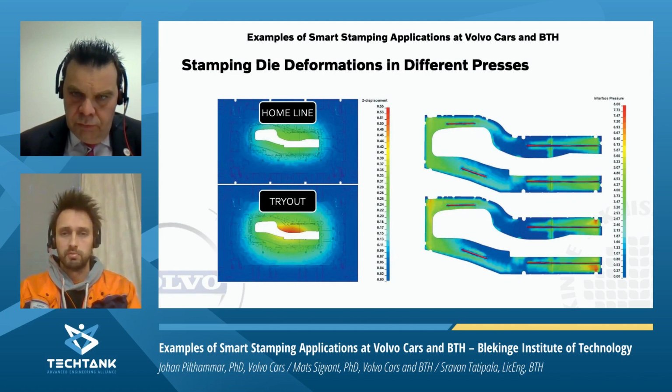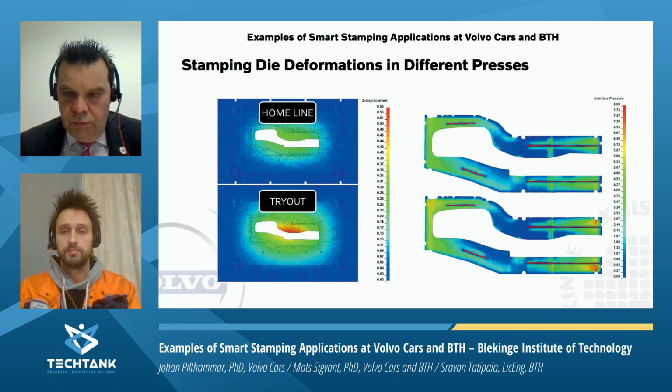And this is also from practical experience at Volvo Cars. In this specific tryout press, if we do a tryout there and then go to the home line, we often have to do a second tryout to adjust it again. So these kinds of things we can now predict with these simulation models.